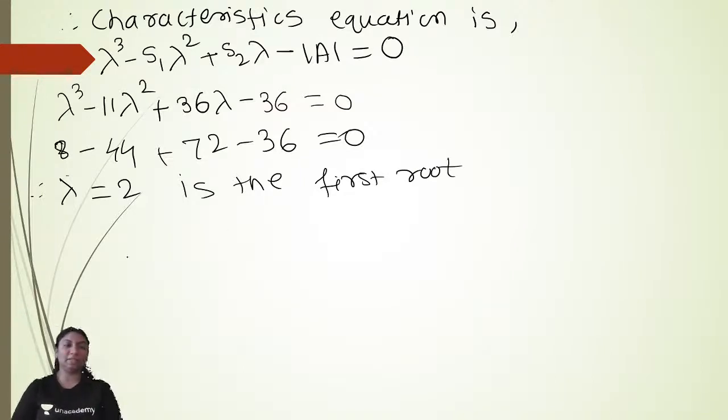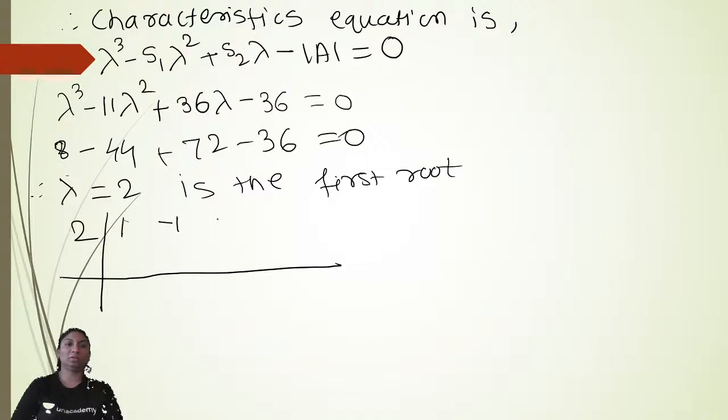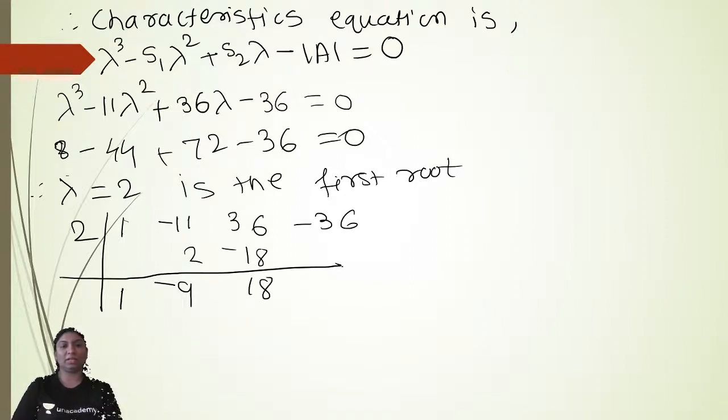So applying the synthetic division, we will apply synthetic division. Here is 2, 1, minus 1, sorry, minus 11, 36 and minus 36. So here is equal to 1, 2 into 1, 2, minus 9 into 2, 18, minus 18, 36, it means plus 18, so 36. If you are not getting here 0, then suppose you are wrong somewhere.